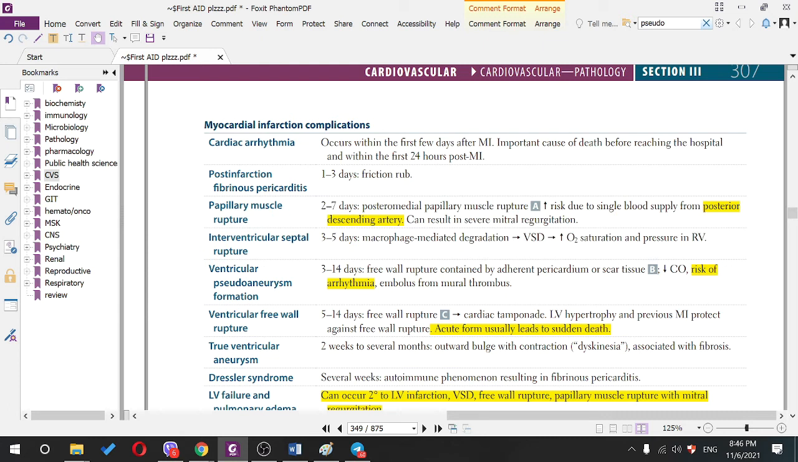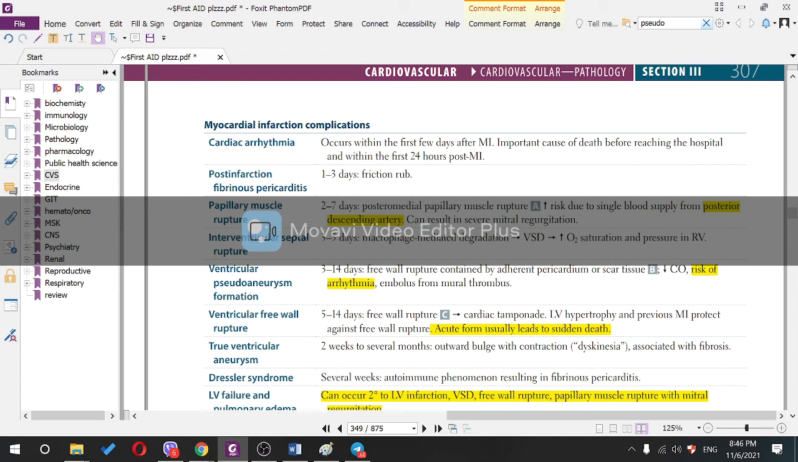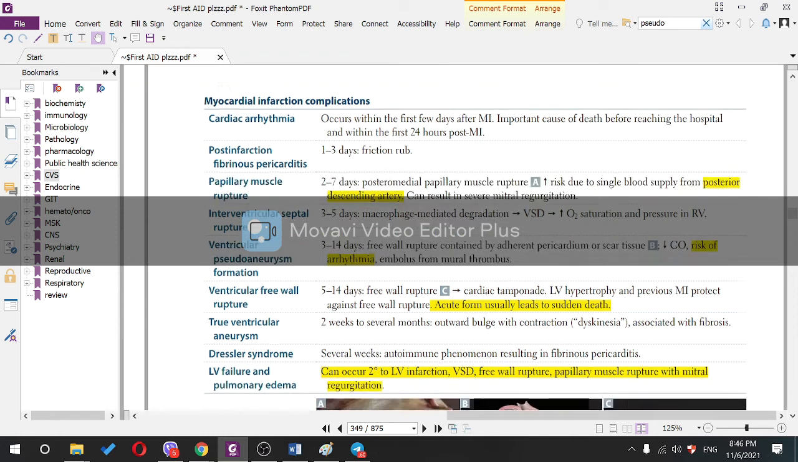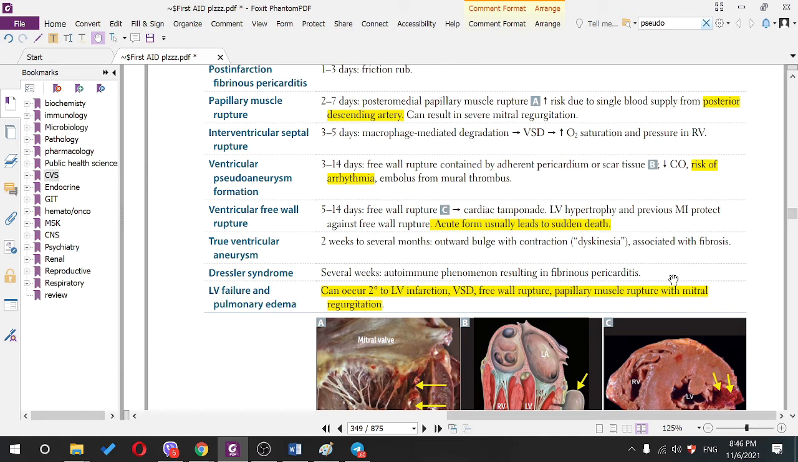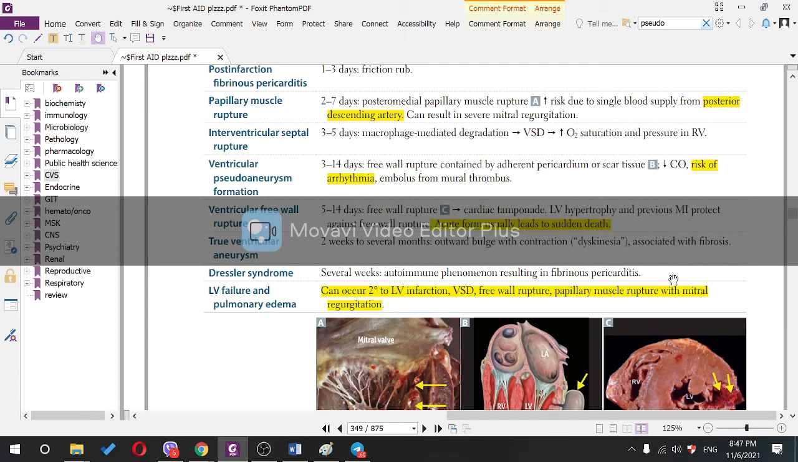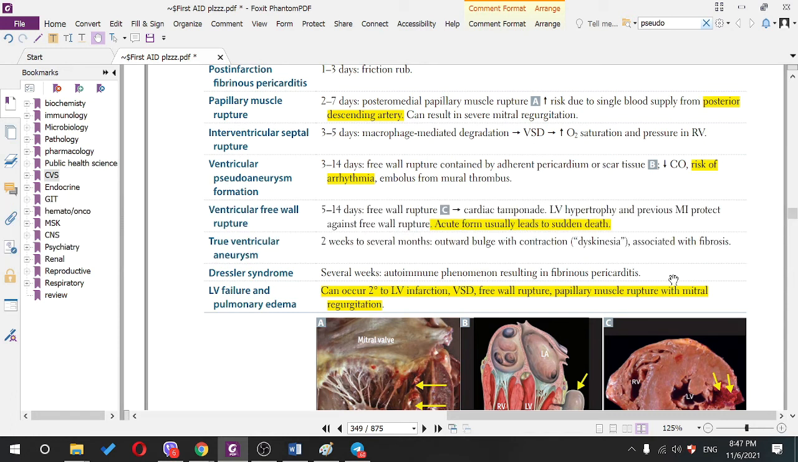So ventricular free wall rupture, is it due to macrophages, neutrophils, acute inflammation, or scarring? Write me. Macrophages, they are the people who like to eat the most. So it's due to macrophages. It's 5 to 14 days, a free wall rupture, and it can lead to cardiac tamponade, which is blood around the heart, as we saw in the picture I drew for you. The patient might be suffering from left ventricular hypertrophy and the previous MI protects against free wall rupture. You are like, what the heck? Why does a previous MI protect me from having free wall rupture? It does not make sense.